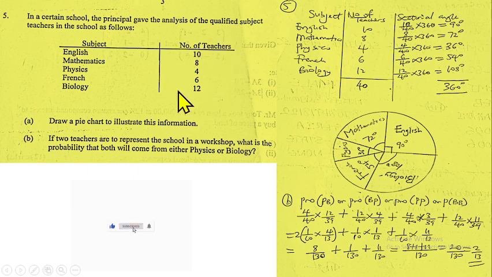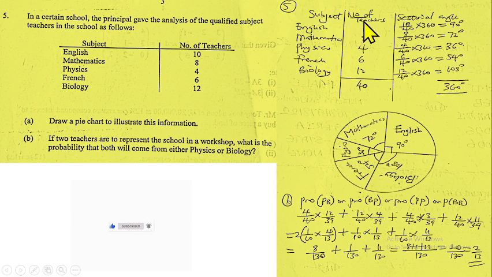Now we need to first of all create another column to join this table, and that will be the sectorial angle. So we need to convert the number of teachers to sectorial angle so that you can represent it in a pie chart. And how do we go about that? You need to sum the number of teachers together, and that gives us 40. Then to convert each number to sectorial angle, we take 10 divided by the total number of teachers, which is 40, multiplied by 360 degrees. Why 360 degrees? Because the sum of angles in a circle is 360 degrees.